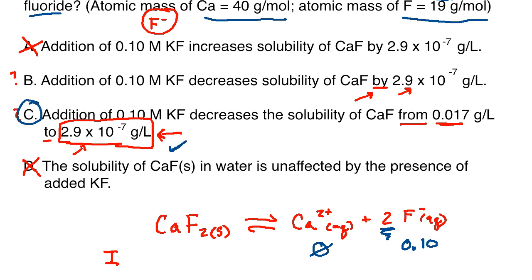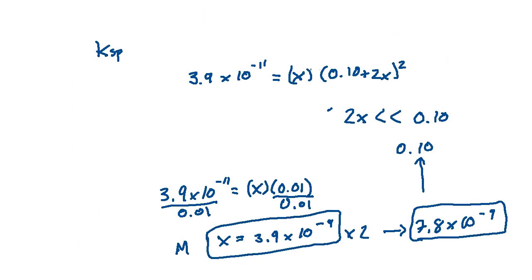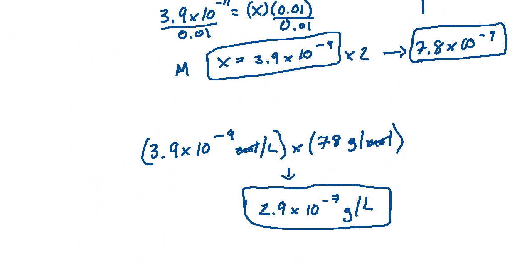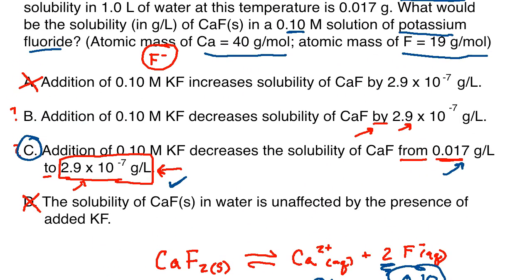So the answer here would be C, because we started at this and then we accounted for the common ion effect right here, and we found that it has been decreased to this. This is the solubility as it sits right here. It hasn't decreased it by this amount; this is the new amount, the new value here in grams per liter. So C is the correct answer, and that is how you would solve a common ion effect problem like we discussed earlier.